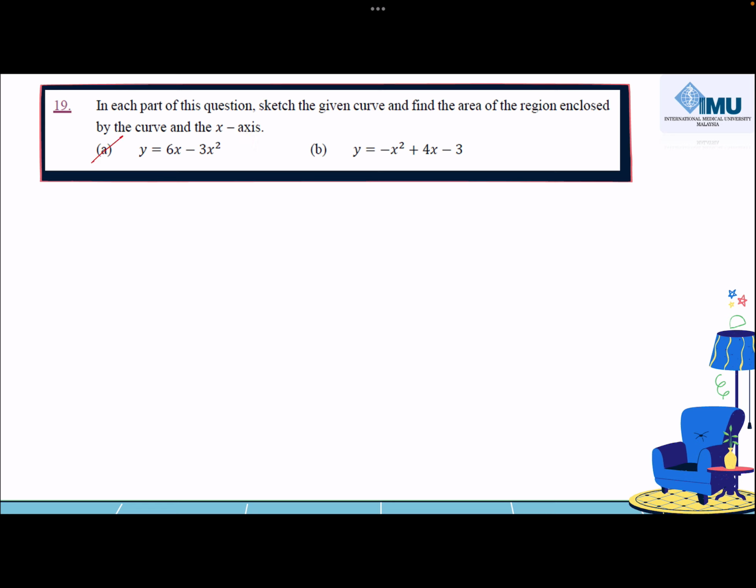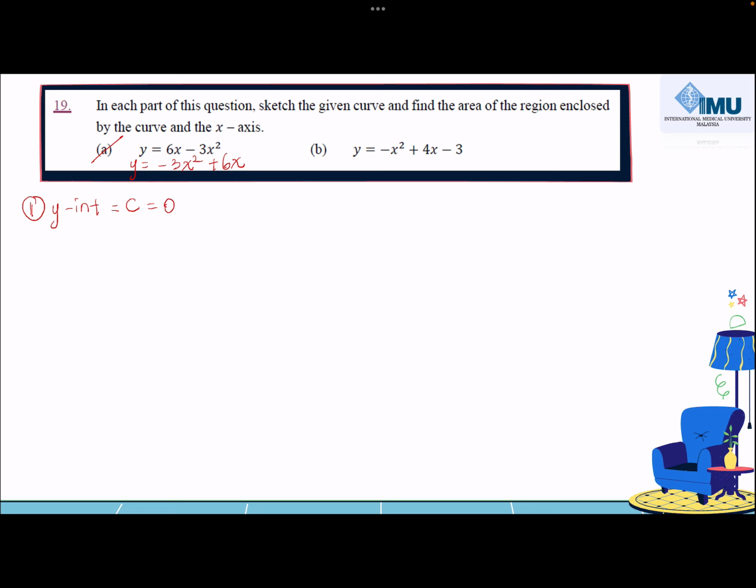Y equals 6x minus 3x squared is called a quadratic function. You can rearrange it in the general form ax squared plus bx plus c. So in this case, it will be negative 3x squared plus 6x, and you will have a c of 0. Now, how to sketch the quadratic equation? The first information that you need is your y-intercept. So what is your y-intercept? Your c value. In this case, your c equals 0.